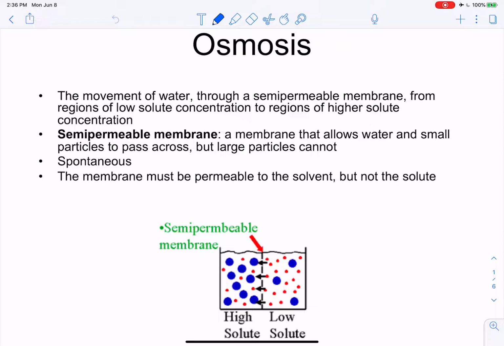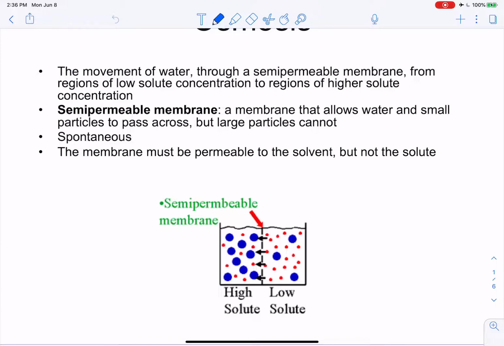So if we look at the picture at the bottom, we can see that we've got a semipermeable membrane in the middle, and on the left-hand side a region of high solute concentration, and on the right-hand side a region of low solute concentration. The large blue blobs represent some kind of large molecule. It could be a salt or something else. And the red molecules represent water or some other kind of very small solvent.